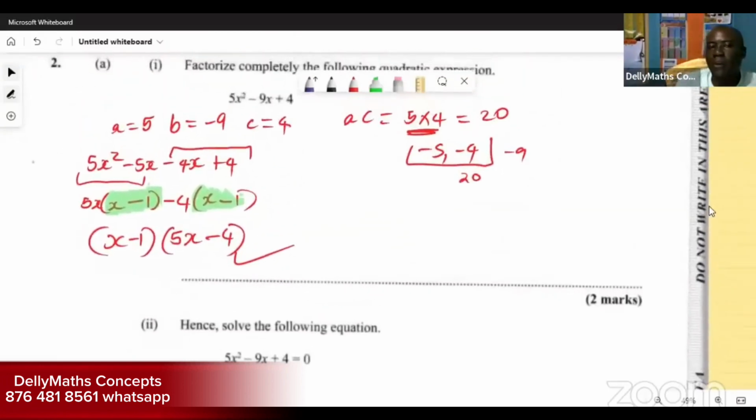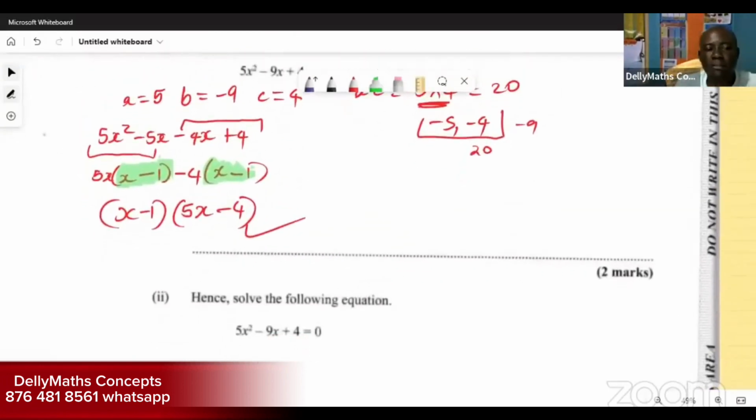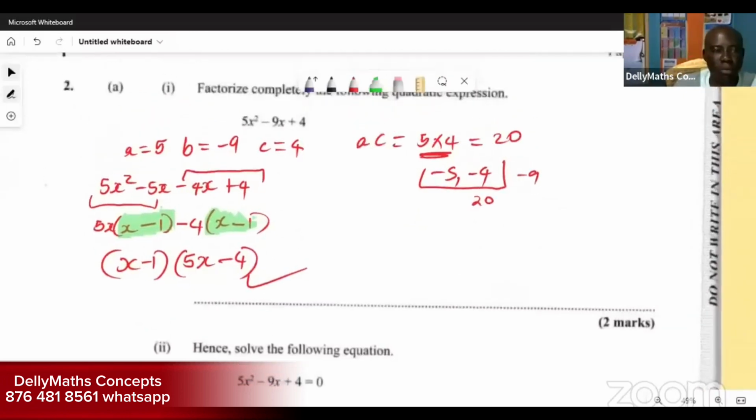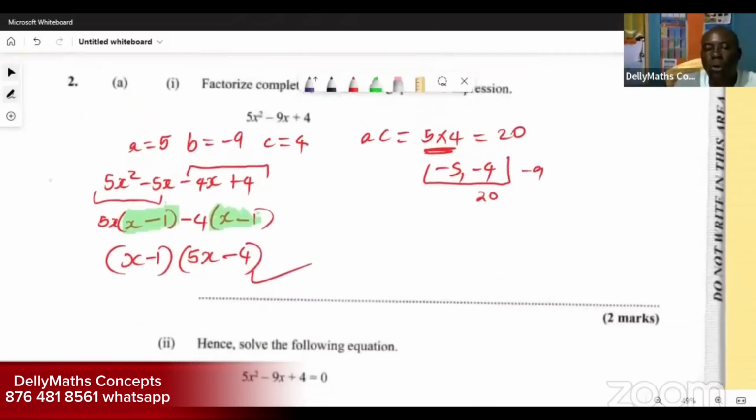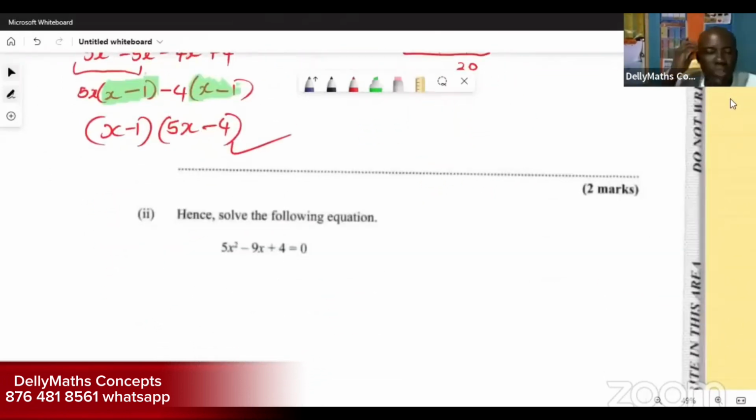Now the question went further and says, hence, solve the following equation, which is the same quadratic expression, now put equal to 0, turning it into an equation. Whenever you get the word hence in a mathematical problem, it is suggesting that you must use the answer you got just now.